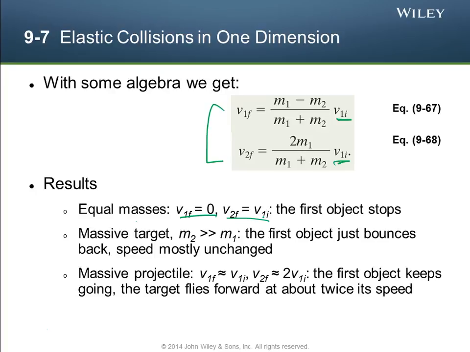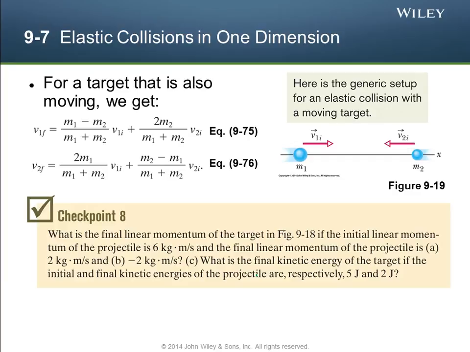All right, for a massive target, where M2 is much, much bigger than M1, the first object just bounces back and the speed is mostly unchanged. All right, for a massive projectile, the final velocity is almost equal to the initial velocity, in that if we have a really big projectile and a small target, the projectile's velocity is not going to change by very much.